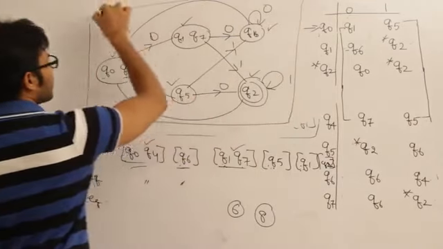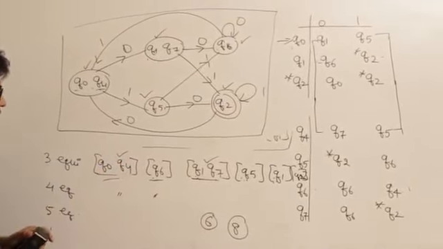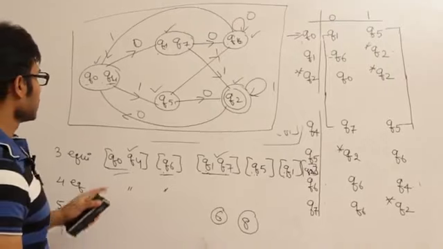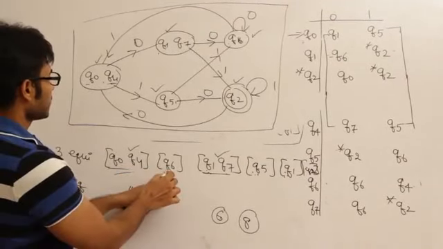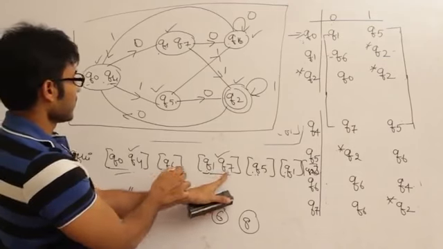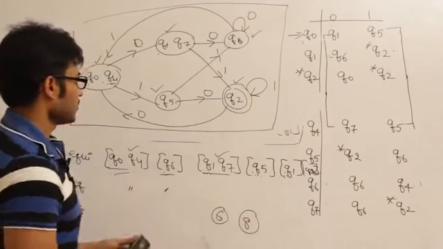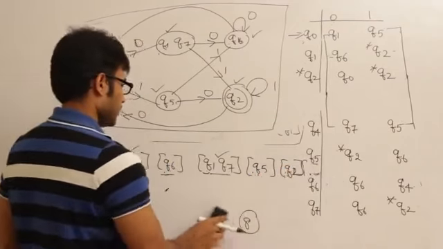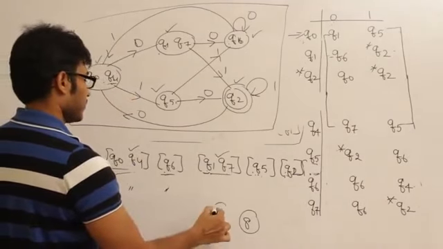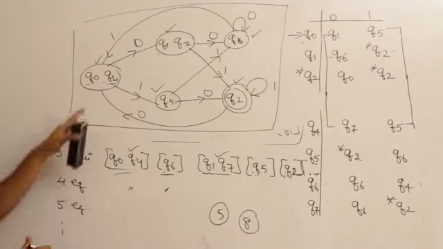So how many states did we get? 1, 2, 3, 4, 5. I think one more state should be there, 6. So is there any state missing? Q0, Q4, Q6, Q1, Q7, Q5, Q2. Oh, it has to be Q2, it is not Q1. Fine. So it is just 5 states, not that many. Okay, so this is the final answer.